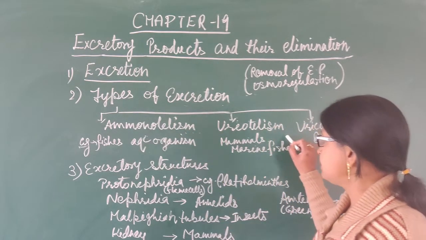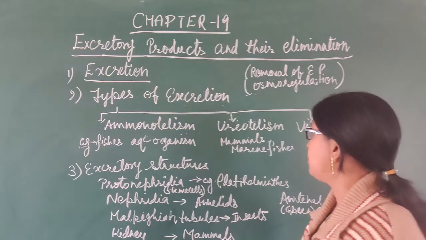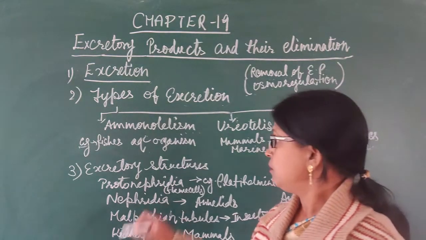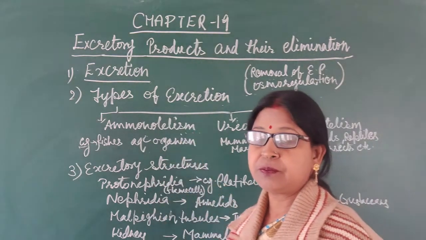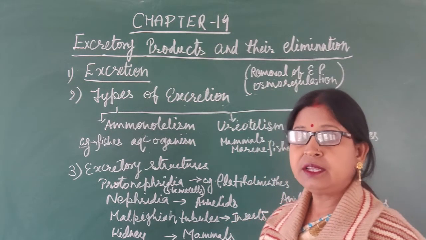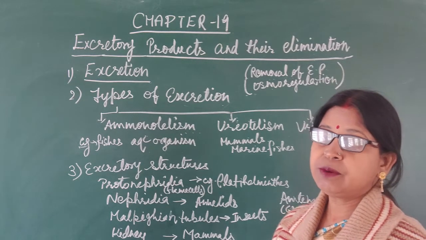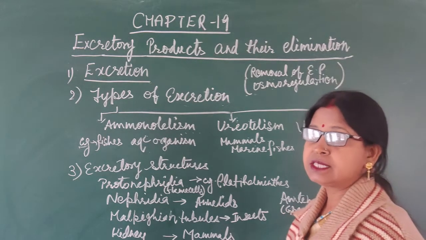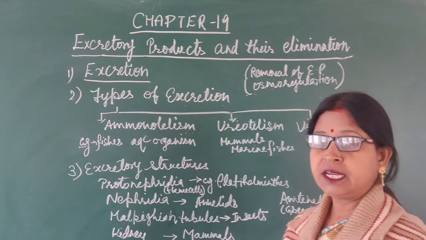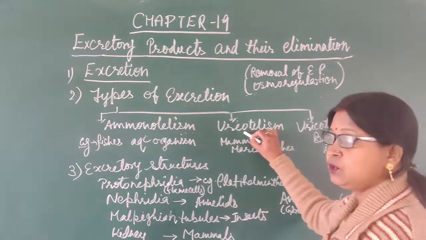Now ureotelism, for example mammals, exhibit this type of excretion, because the nitrogenous product ammonia is first converted into urea, and urea is eliminated outside the body, so it is known as ureotelism, and the organisms are known as ureotelic in nature.